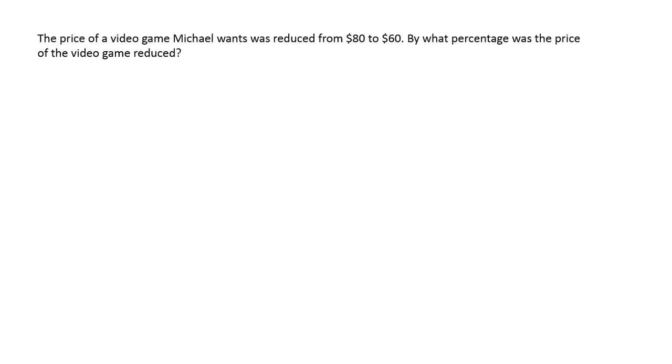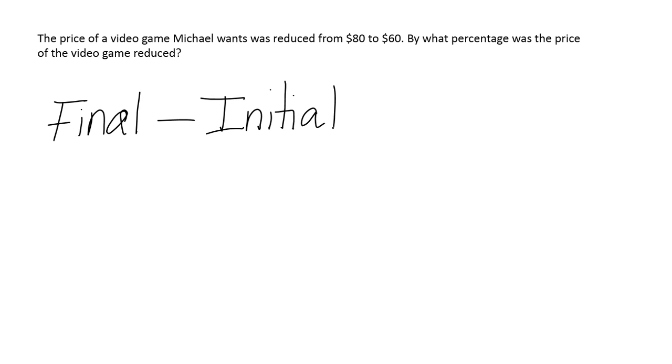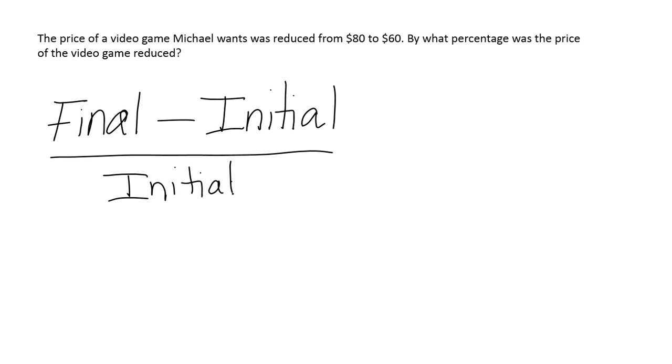This formula that I'm talking about, I remember it as final minus initial, divided by initial. We're given two numbers in the problem, 60 and 80, and we just have to figure out where to plug them into my formula.